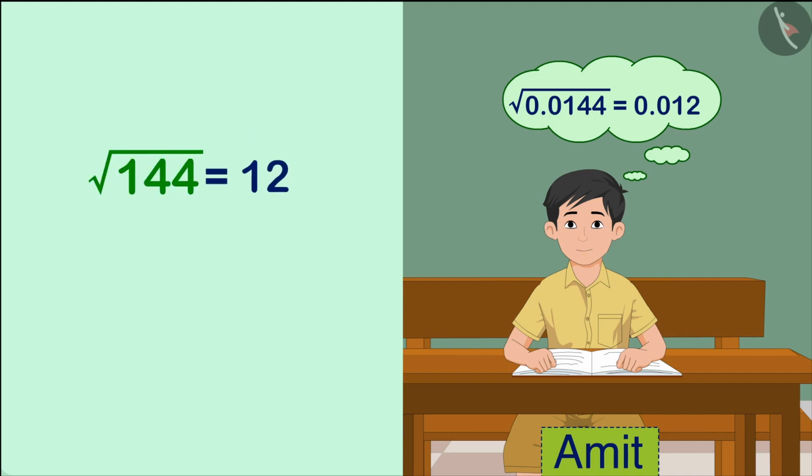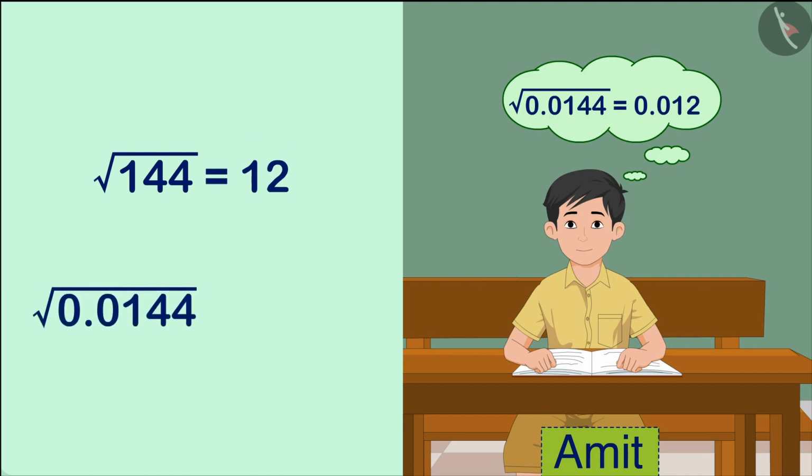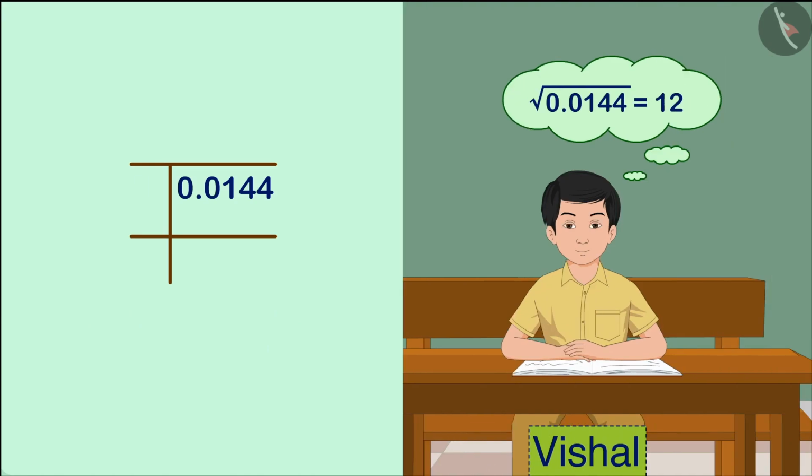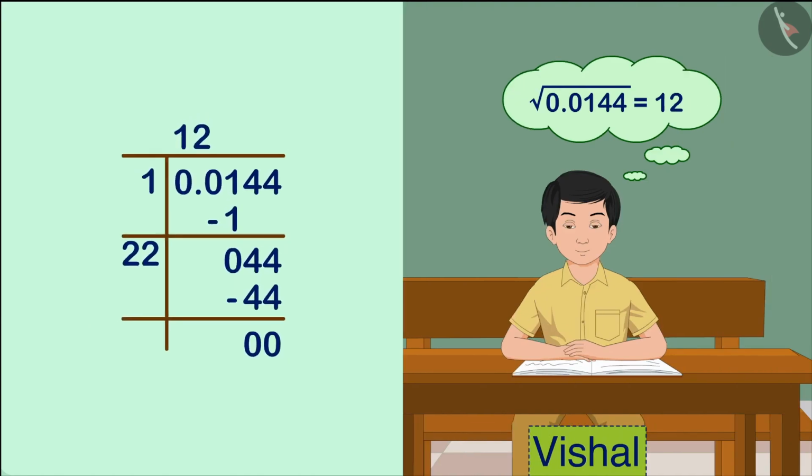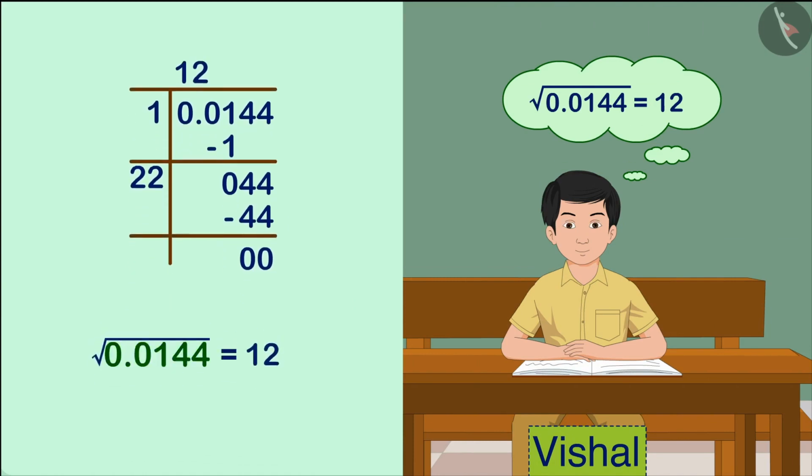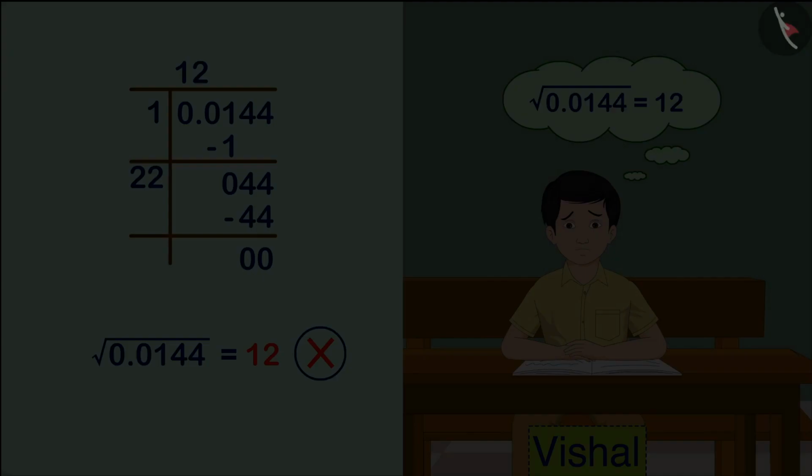We know that the square root of 144 is 12. Amit, while finding the square root of 0.0144, used 12 as the square root of 144 and thus added 0.0. This is a misconception. Vishal derived the square root of this number in this way. Here, the square root of this number is equal to a whole number. This means that Vishal's answer is incorrect.